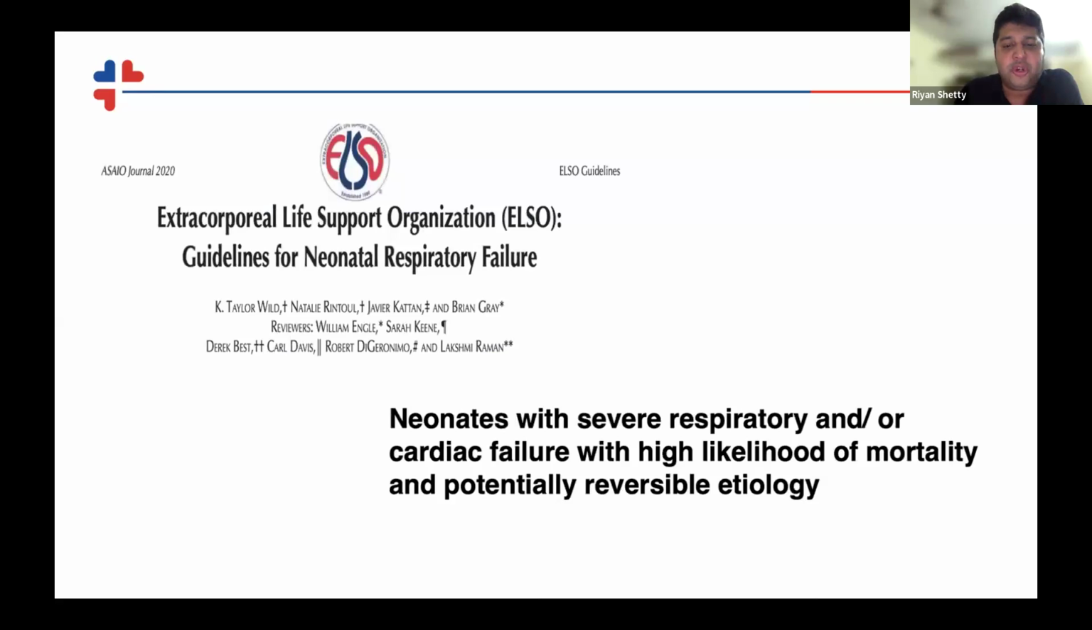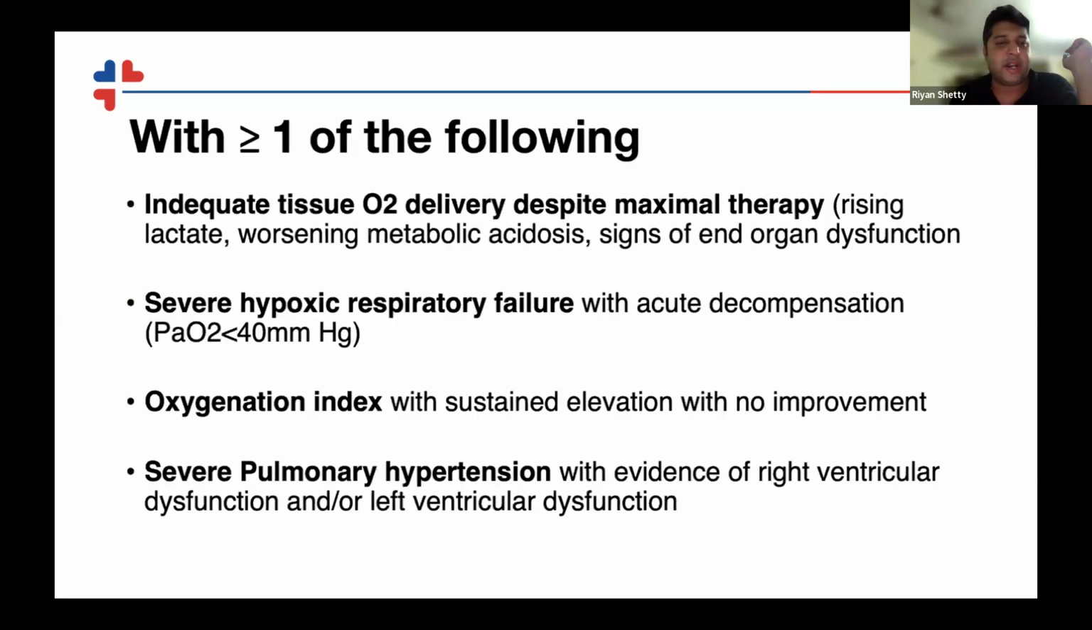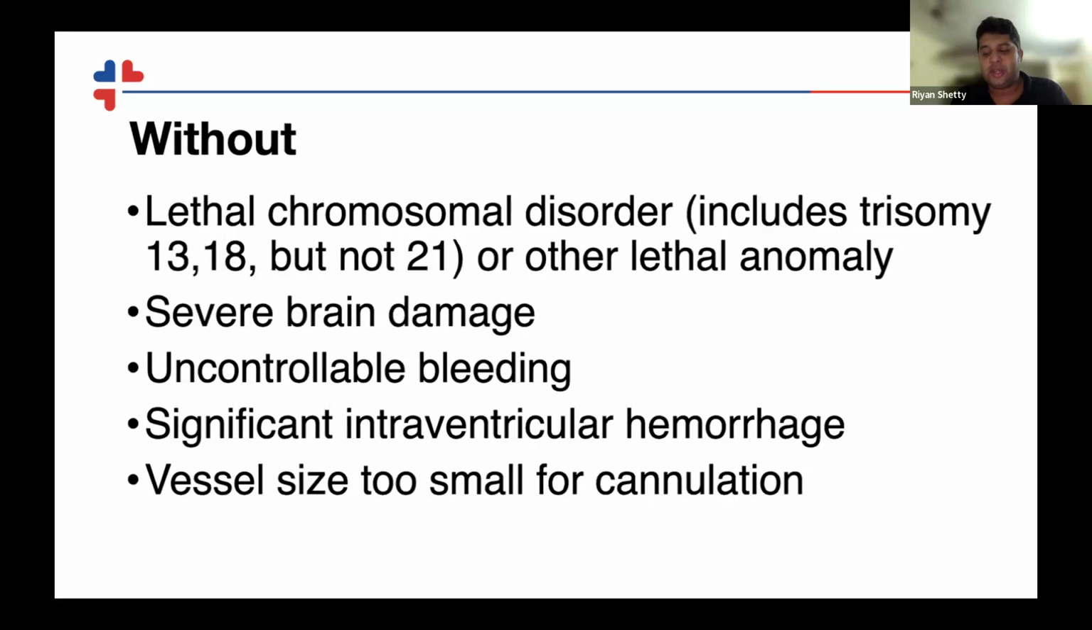Coming to the guidelines for neonates, neonates are a different age group. They have their own issues physiologically in their heart, in their lungs, etc. So when you have more than one of the following, that is inadequate tissue oxygen delivery despite maximal therapy, severe hypoxic respiratory failure with a PO2 of less than 40, oxygen index in sustained elevation, which I mentioned, and severe pulmonary hypertension with evidence of right heart failure or left ventricular dysfunction, then we can consider neonatal respiratory ECMO. They should not have lethal chromosomal abnormalities.